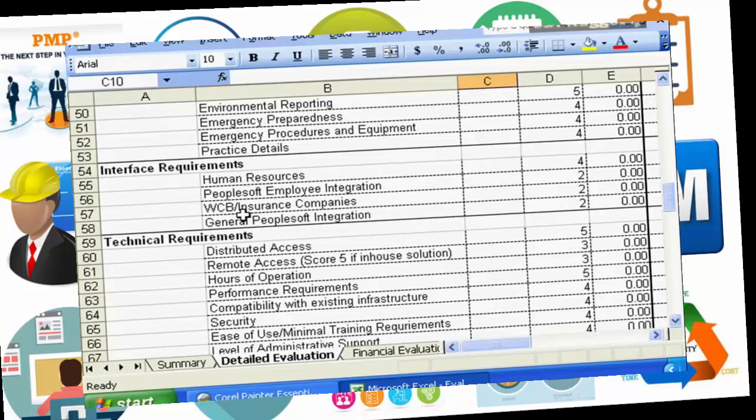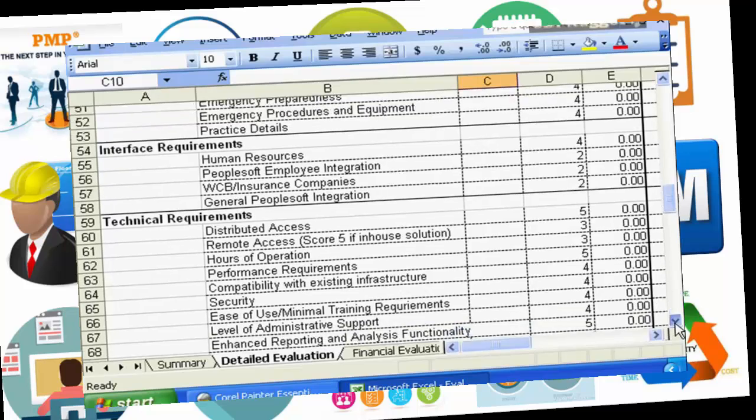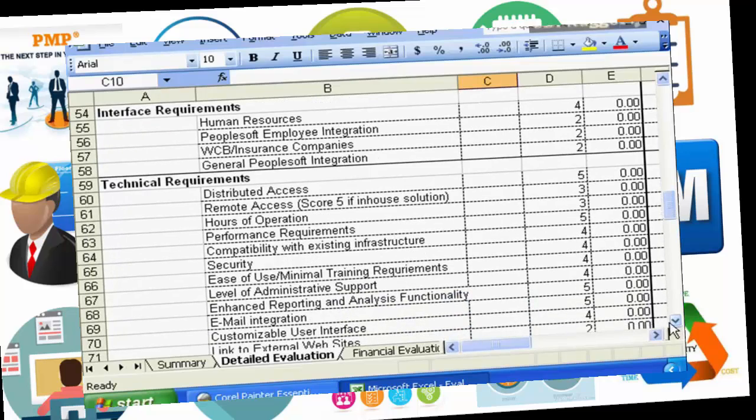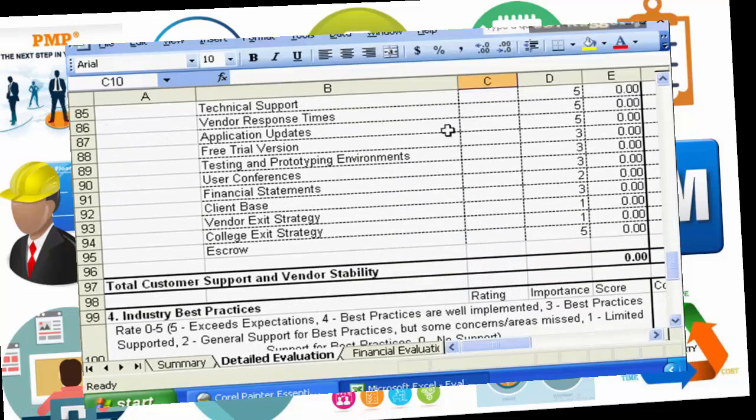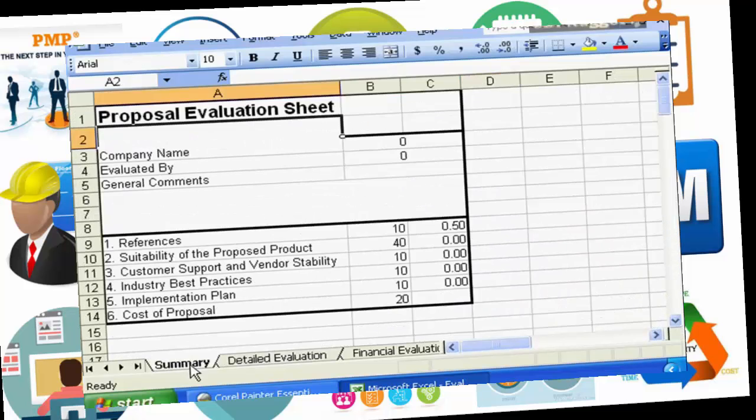Interface requirements, same thing. Technical requirements, how well does it support distributed access? How well does it support remote access? And so on, resulting in a final evaluation for the total response for each vendor. And then our matrix is going to sum up and produce a proposal evaluation sheet. So here we're seeing our total score from references has been brought forward, and we're giving references a 10 out of the total evaluation criteria, where these rank up to 100.